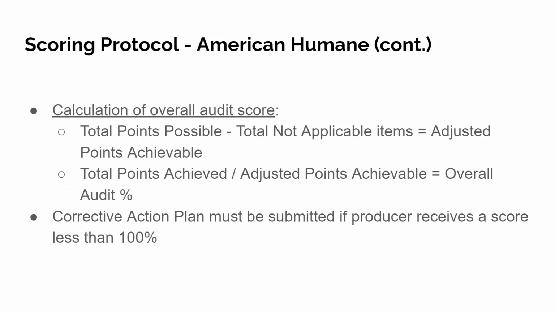Because American Humane's tool can be used to evaluate various types of facilities in different locations, the tool uses an equation to calculate the overall audit score. This will be explained in a little more detail later in the presentation, but essentially the points get adjusted by subtracting all the items that do not apply to the facility from the total points possible. Then the points that are achieved by the facility are divided by the adjusted points to get the overall audit score as a percentage. If a producer receives less than a score of 100%, they must submit a corrective action plan to address the points that are not achieved.